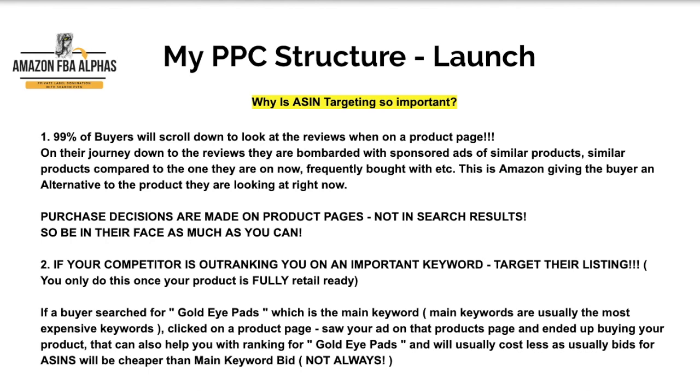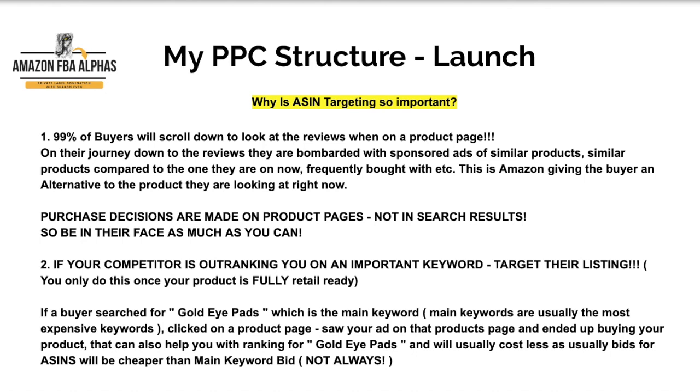So they searched for gold iPads, and then they clicked on a specific product page, scrolled down, and then they saw your ad on that product page, and then they ended up buying that product. That will also help you rank for their initial search term, which was gold iPads, and will usually cost less, as usually bids for ASINs will be cheaper than main keyword bids, not always.